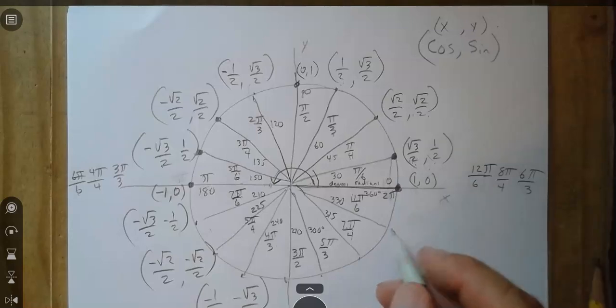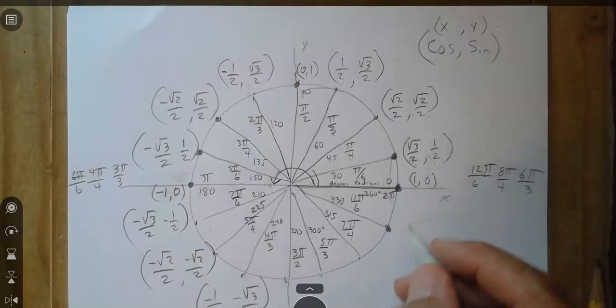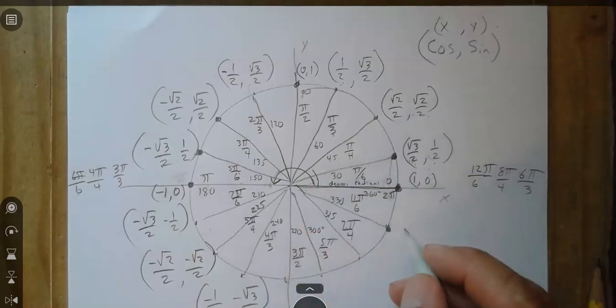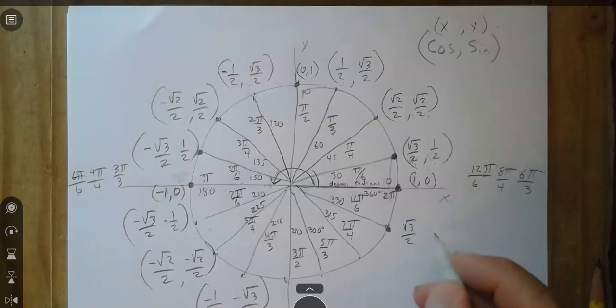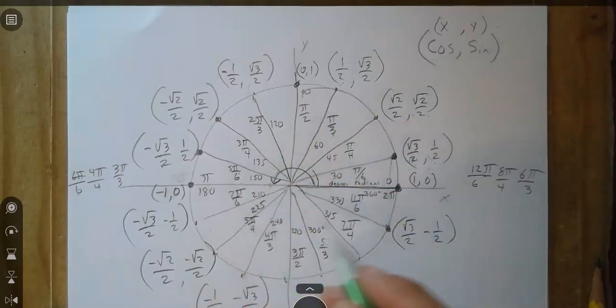Reflect these from our original. This point's going to be, now I have positive x, negative y. So positive root 3 over 2, negative 1/2. And that is, of course, my cosine of 11 pi over 6 is root 3 over 2. My sine of 11 pi over 6 is negative 1/2.